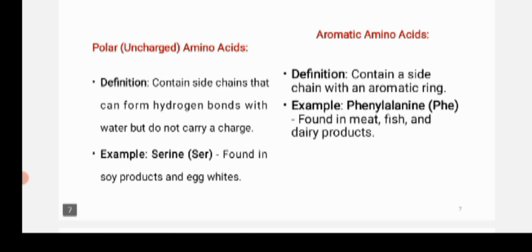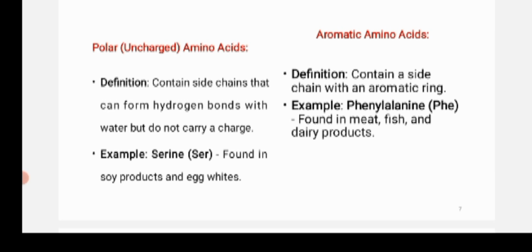What is a polar amino acid? The polar amino acid is an uncharged amino acid, and it contains a side chain that can form hydrogen bonds with water but does not carry a charge. Previously, the non-polar amino acid does not interact with water molecules, but the polar amino acid forms bonds with water but carries no charge. The best example is serine. The short name is SER. It is found in soya products and egg whites.